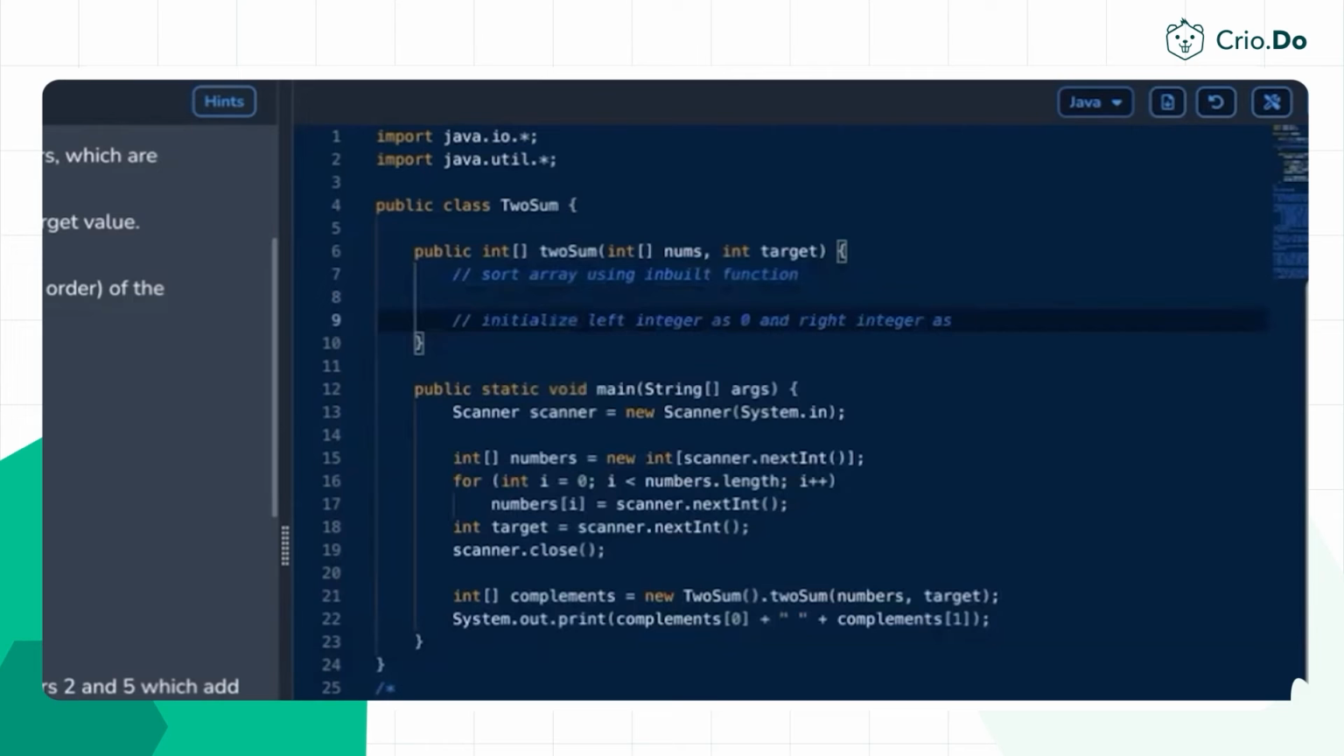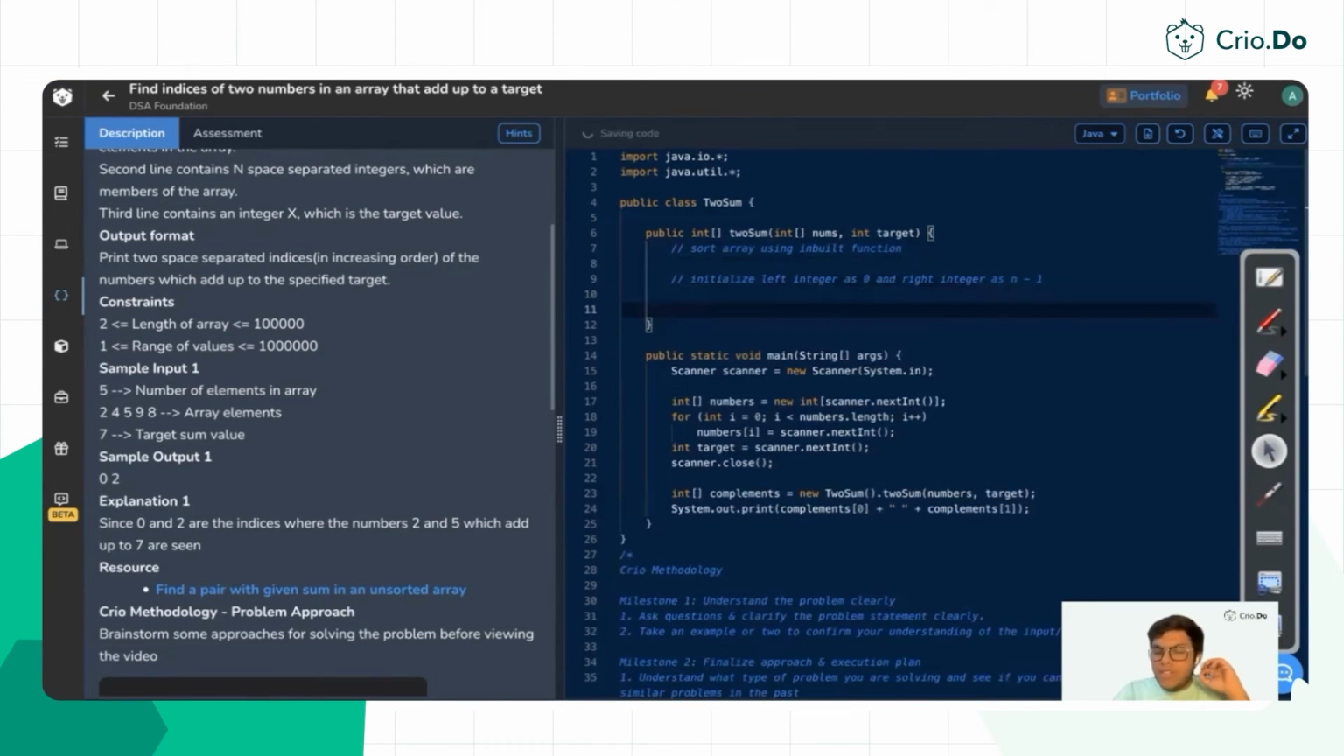Right integer as the array dot length minus 1, n minus 1, where I'm assuming you can think easily that what is n? n is nums dot length. Now, once the two pointers are initialized, we will run the loop. Till when should we run the loop? Only till the array has at least two elements remaining. So when can I say that? When left is smaller than right. Why? Because if left is equal to right, the same index cannot be taken together.